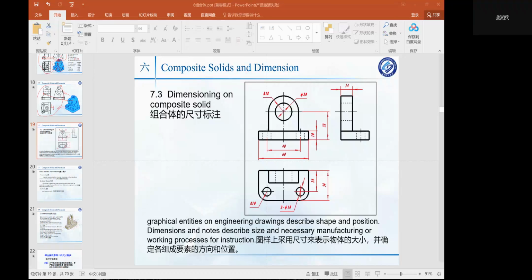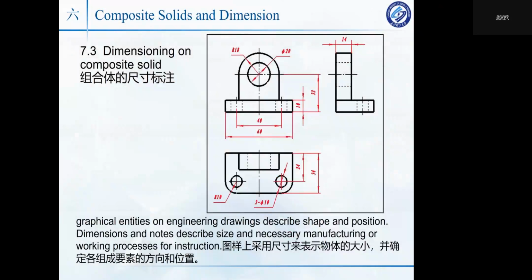Okay, for the dimension, when you tell another person, you should know it should tell the size or just the shape of the composite solid. So this one we call the dimension on a composite solid. This is the limit or specification for the projection of a basic solid. That's very important for you.